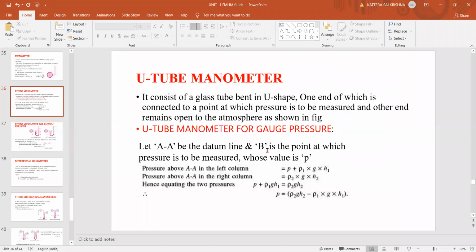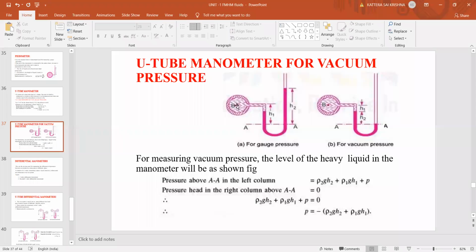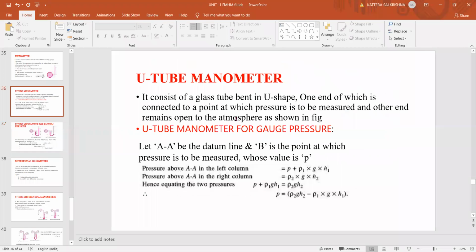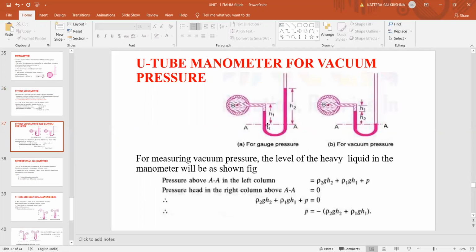So let AA be the datum line and B the point at which pressure is to be measured. Where we are measuring here, that is noted as B. So the value of P is to be measured at point B. Now we need to take the column readings for the left limb and the right limb separately. In the left column above the datum line, we have some height of fluid in the tube. That is H1, and this is fully water.